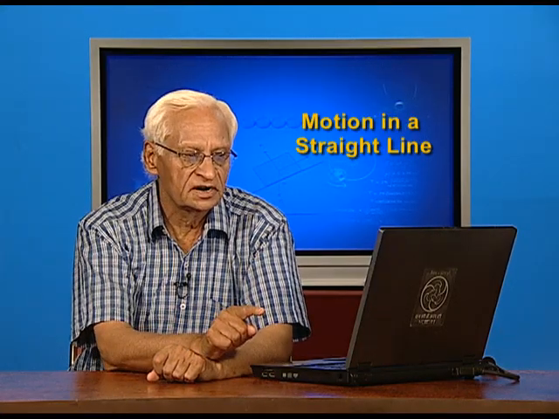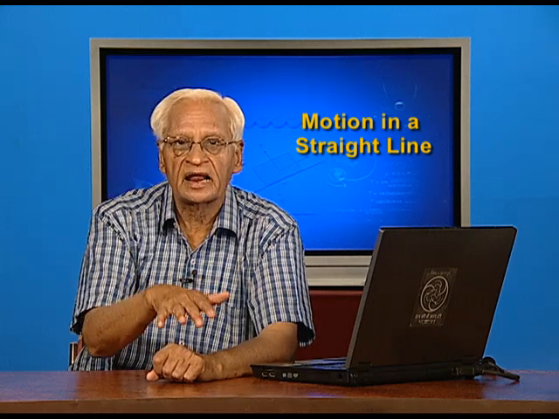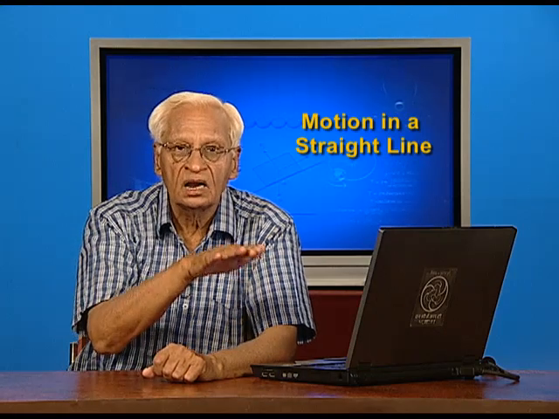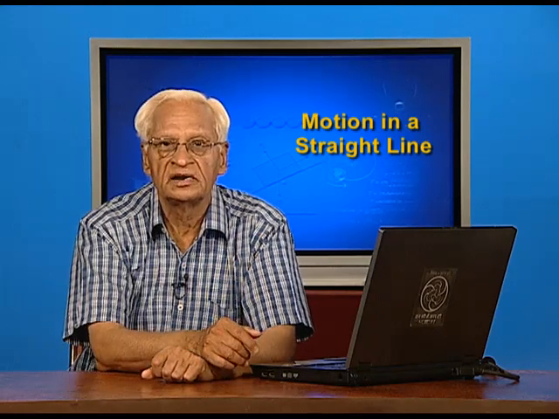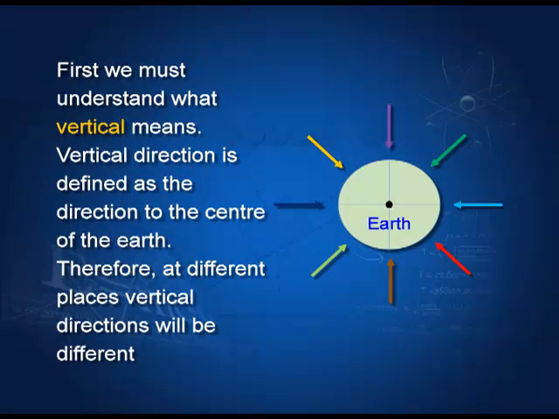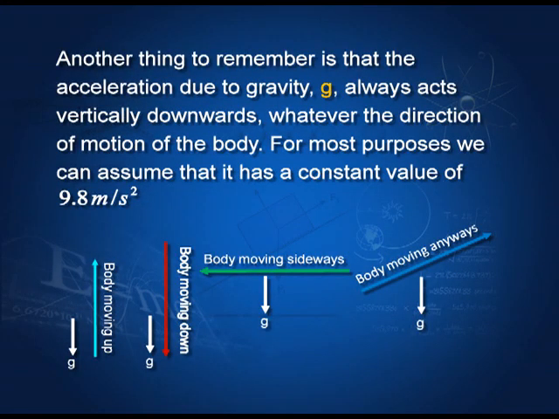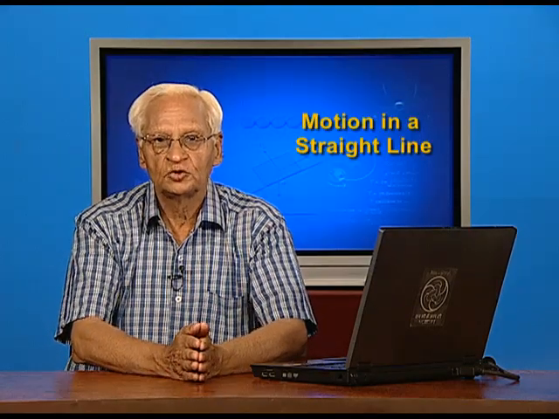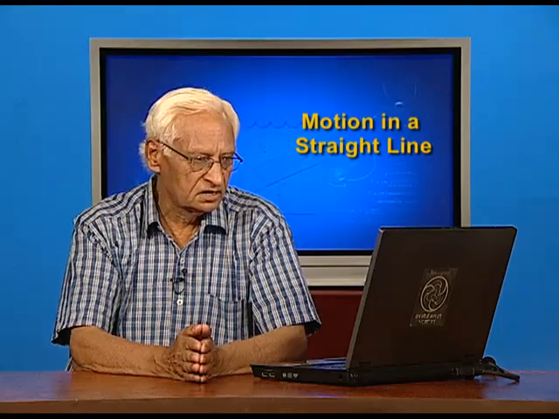That is called vertical direction, and the horizontal direction is just the direction along the surface of the earth or perpendicular to the vertical direction. So, we define vertical direction first and then the horizontal direction. Another thing you must remember is that the acceleration due to gravity is always downwards. It is always vertically downwards towards the center of the earth.